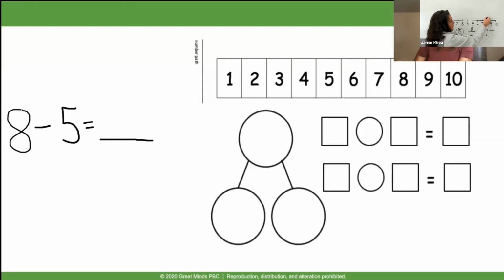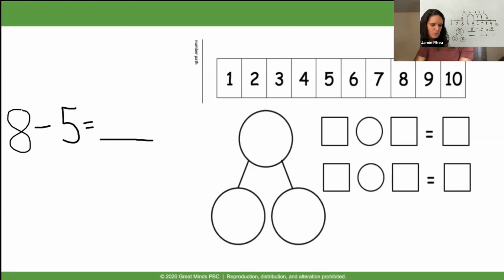Are you ready? 1. You notice how I said 1 on my first number and not on the 8? It's because the 8 doesn't count. We're going to jump 1 time to the next number. So 1, 2, 3, 4, 5. Did I do 5 jumps? Let's count. 1, 2, 3, 4, 5. There's my 5 jumps. What number did I land on? I landed on the 3.